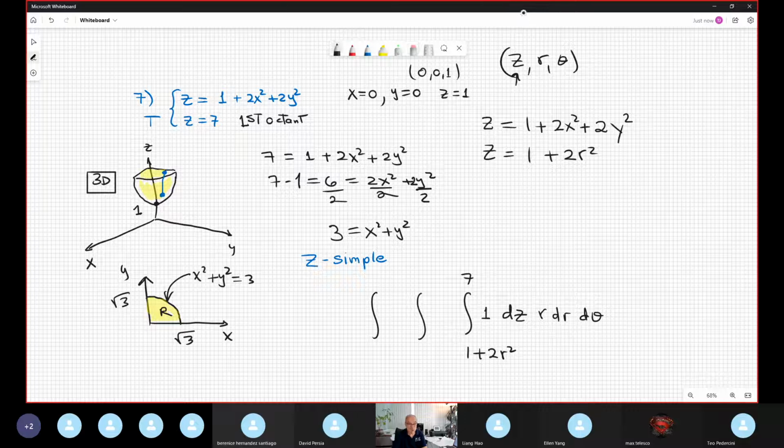And polar is super easy. I go, the radius goes from 0 to the radius, that is constant. It's 0 to radical 3. And the angle goes from 0 to pi over 2, 90 degrees, because it's a quarter of a circle. And this is my famous volume. Cool?